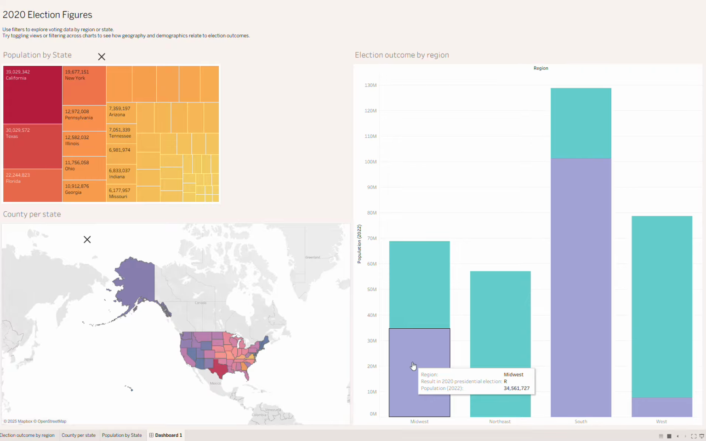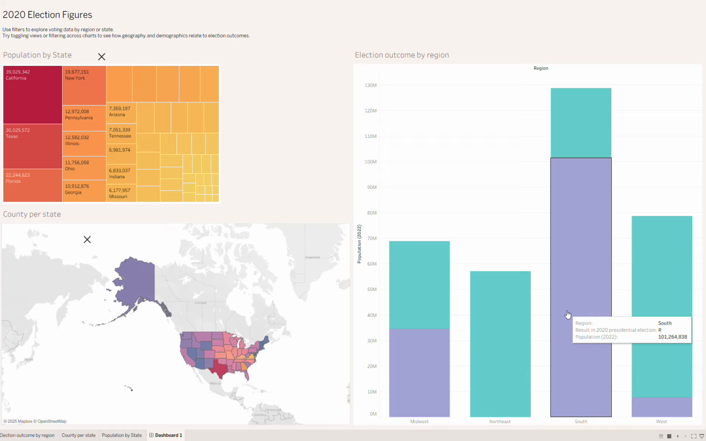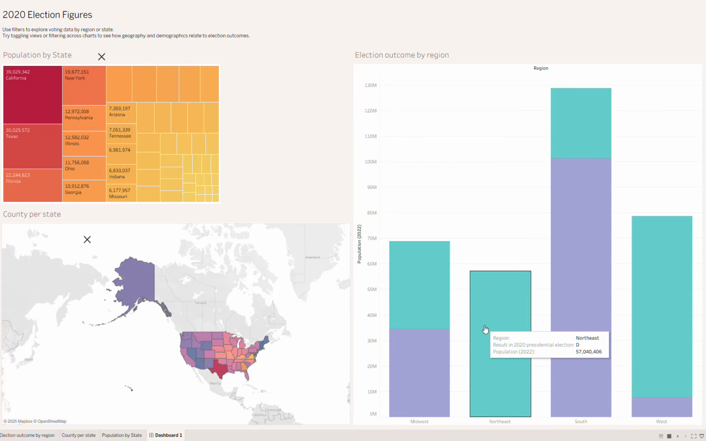For example, the South shows a higher proportion of Republican votes, while the Northeast is almost completely Democratic. This helps us identify where each party has stronger support.